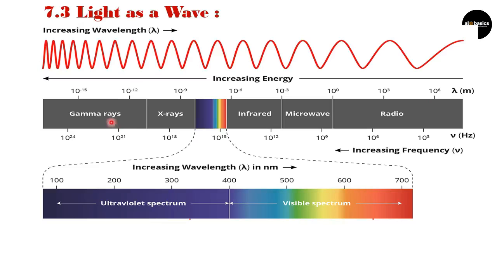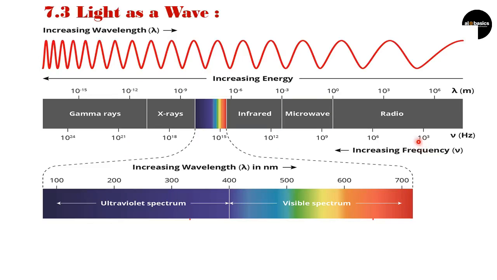Now as wavelength is increasing, what about frequency? Naturally frequency is decreasing, and here we can find that frequency is 10 raised to 24, 10 raised to 21, and it goes on decreasing up to 10 raised to 3 Hertz.